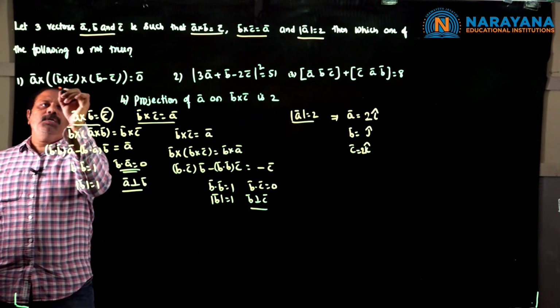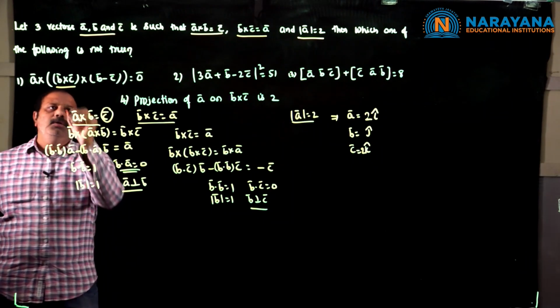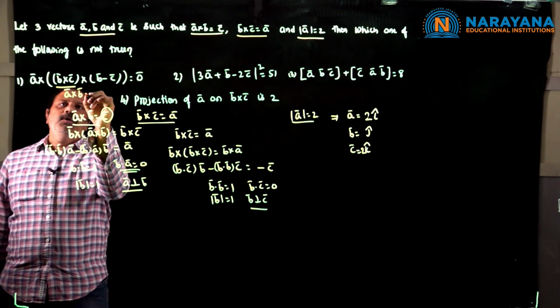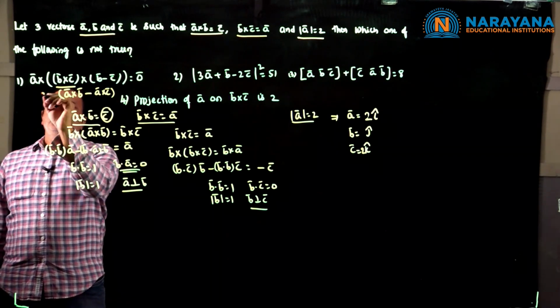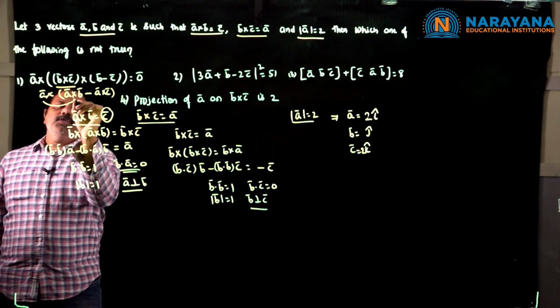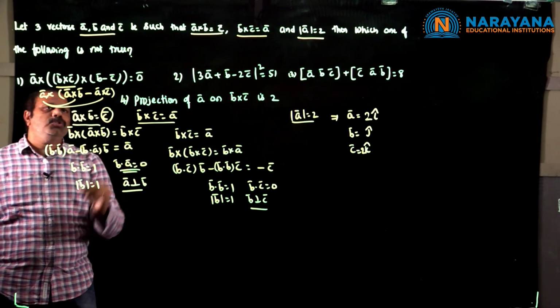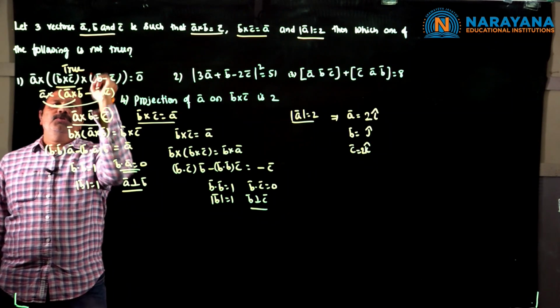What is b bar cross c bar? B bar cross c bar is nothing but a bar. So this is nothing but a bar cross b bar minus a bar cross c bar. So a bar cross b bar is 0. A bar cross c bar is also 0 bar. Therefore, the first option is the true option. This is the correct option, true.